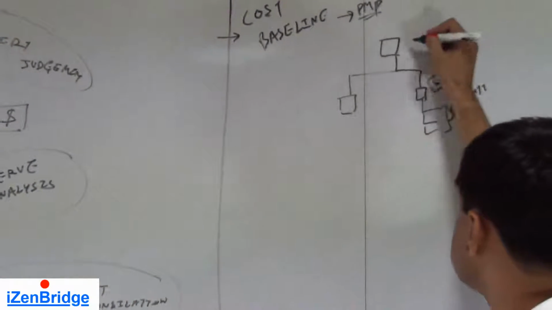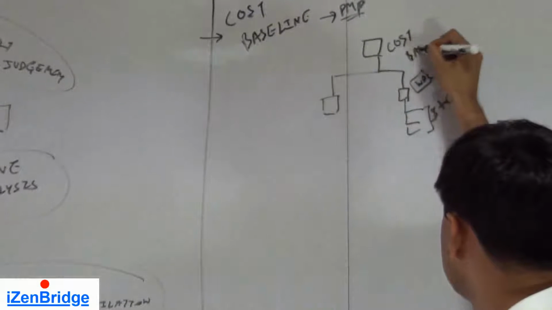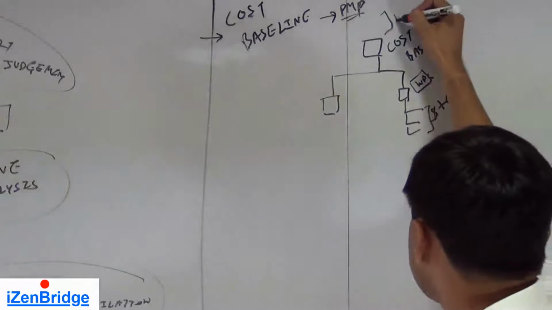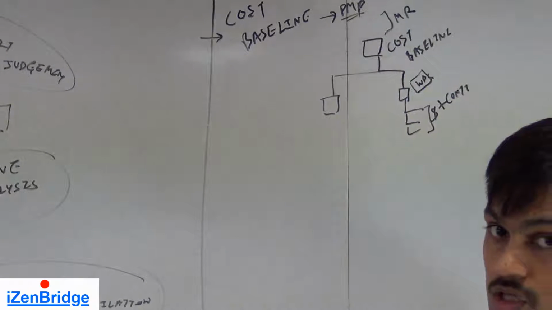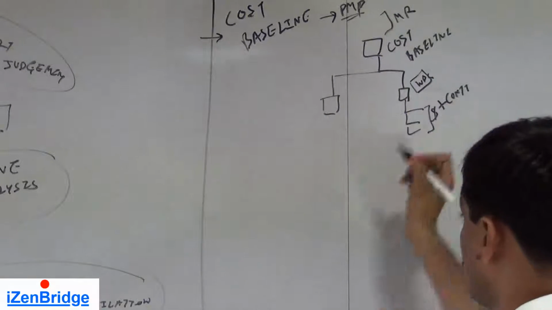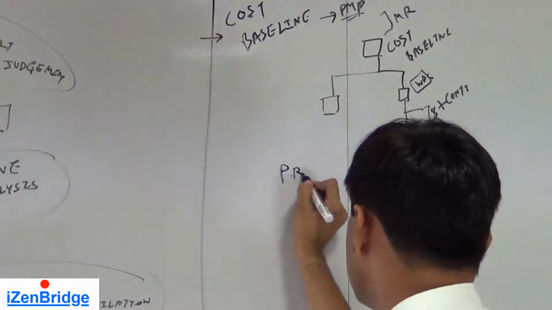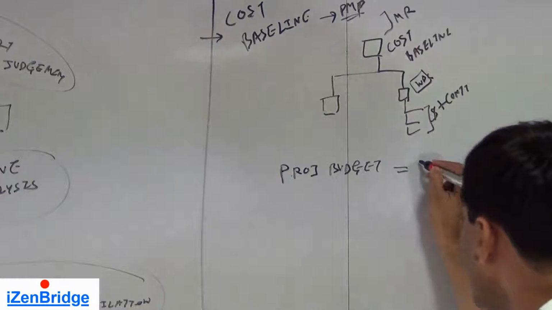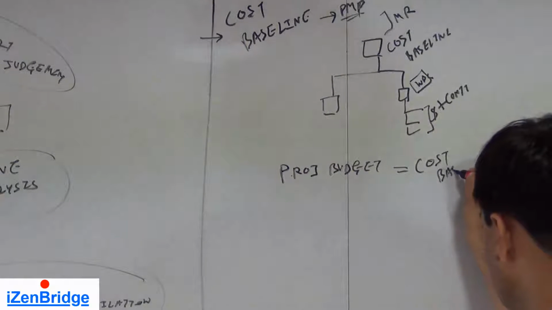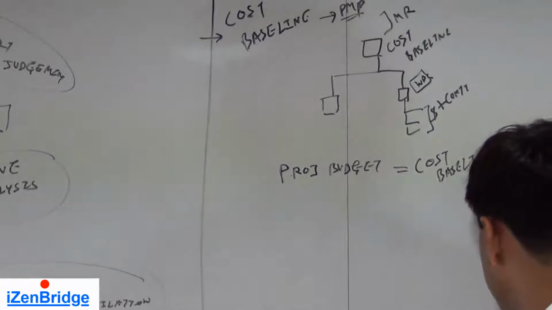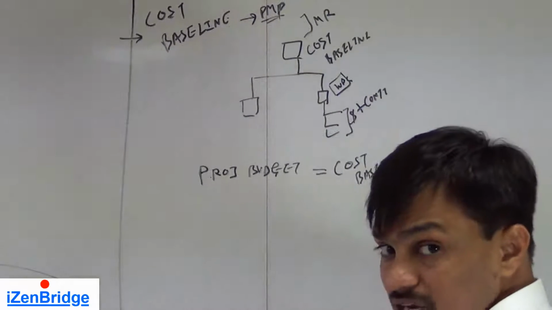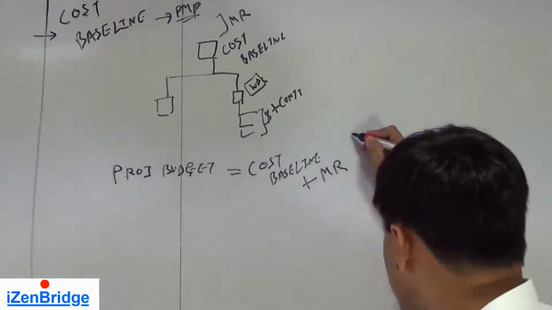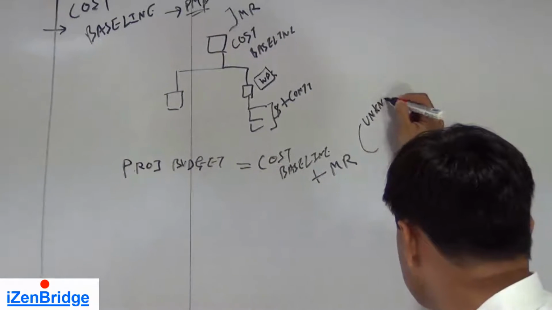On the basis of reserve analysis, we get the cost baseline. Now on top of it, management may put a management reserve. So the project budget is the cost baseline plus management reserve. Management has kept some amount of money as a reserve, as a contingency reserve, to take care of unknowns.